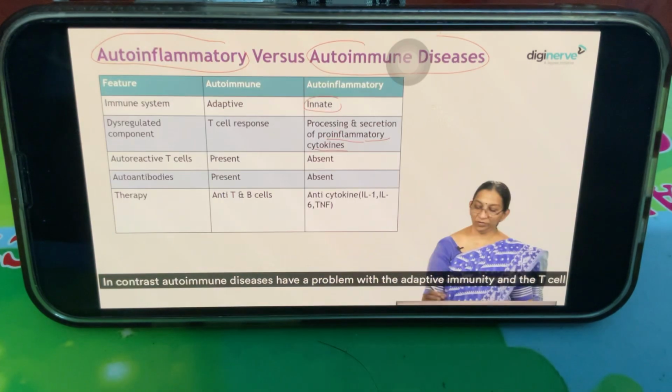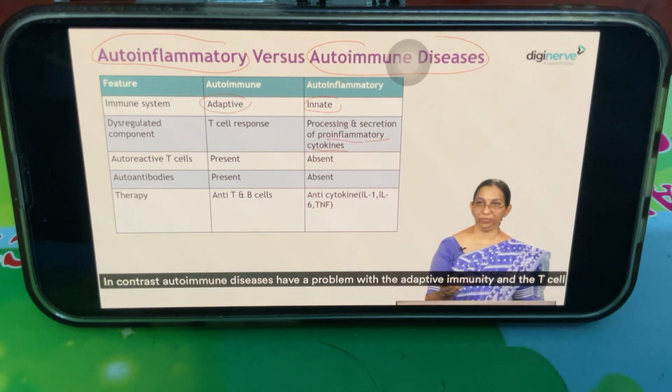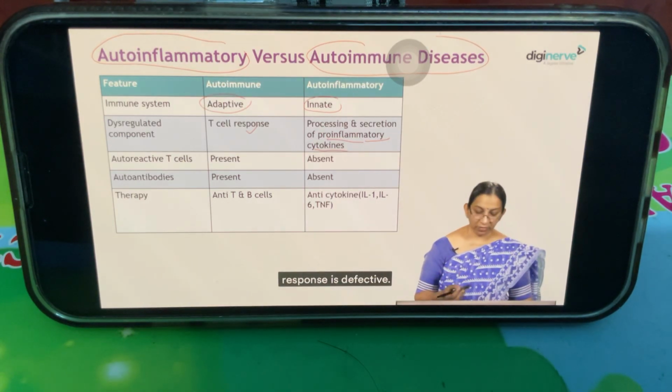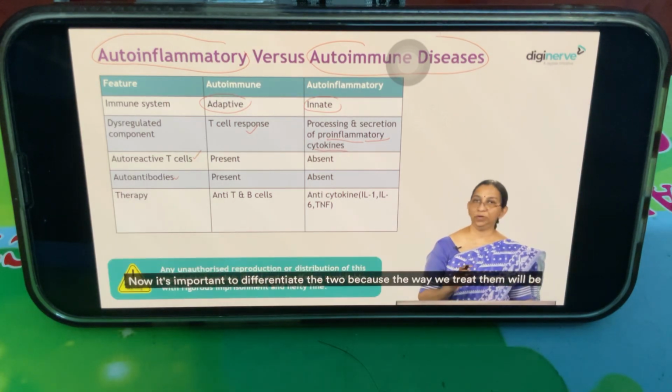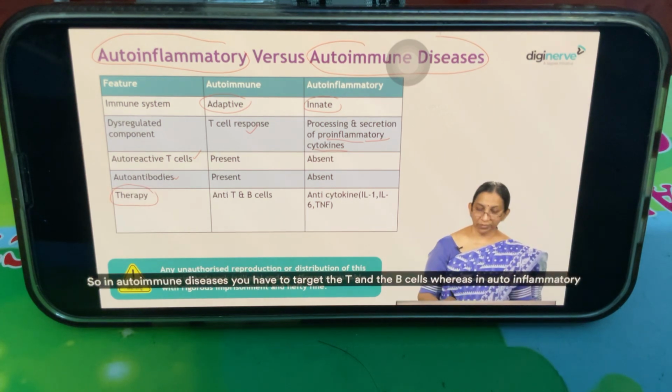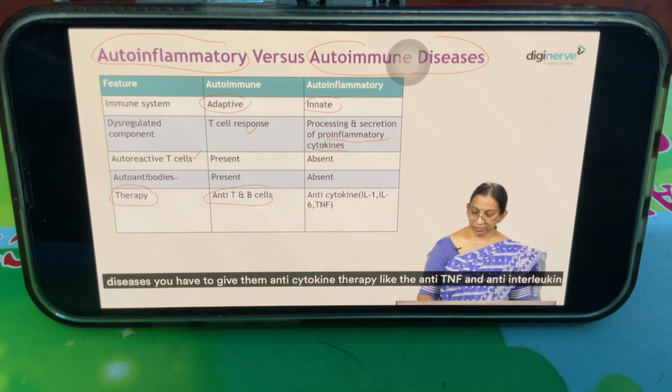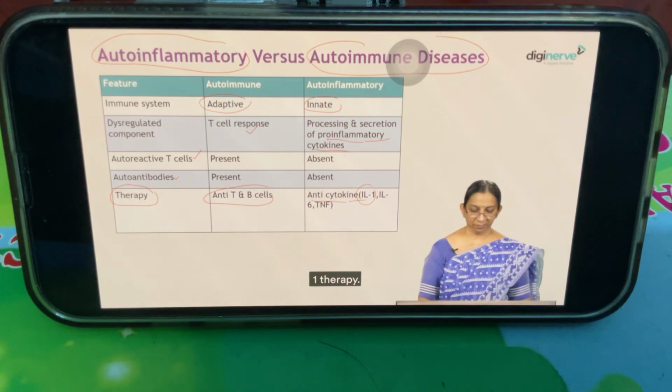In contrast, autoimmune diseases have a problem with the adaptive immunity and the T cell response is defective. So naturally, in autoimmune diseases, you have an autoreactive or self-reactive T cell and autoantibodies. Now, it's important to differentiate the two because the way we treat them would be slightly different. So in autoimmune diseases, you have to target the T and the B cells, whereas in autoinflammatory diseases, you have to give them anti-cytokine therapy, like anti-TNF and anti-interleukin-1 therapy.